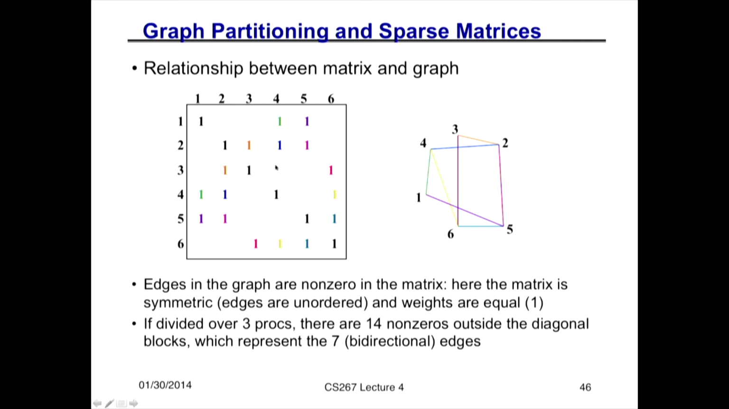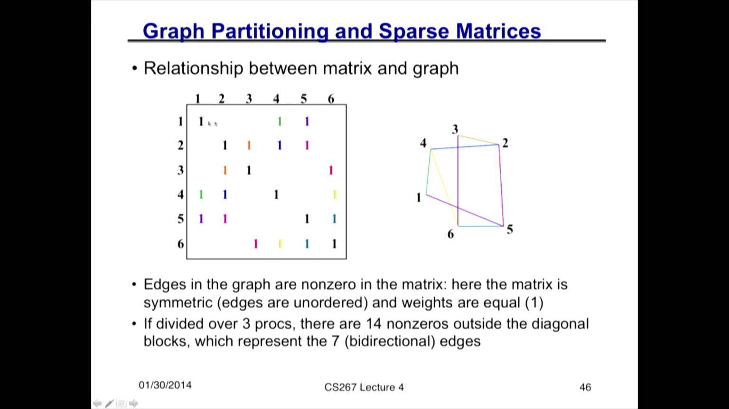So here is a very simple 6x6 sparse matrix. And here I've represented it as a graph with one vertex for every row and column, numbered 1 through 6. And for every non-zero, besides the diagonal ones, I have an edge in the graph. So here I have an edge connecting vertices.